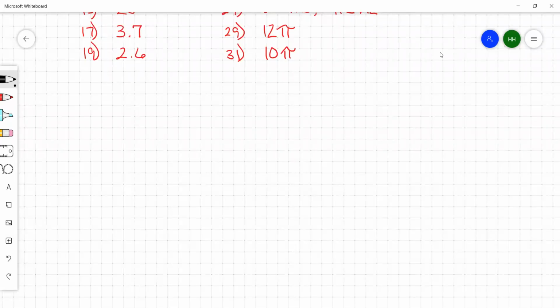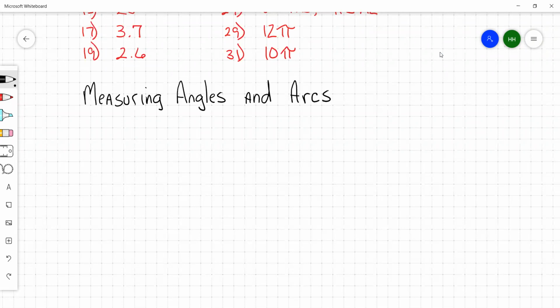All right, today we're going to be measuring angles and arcs. And first thing we're going to do is define a central angle.